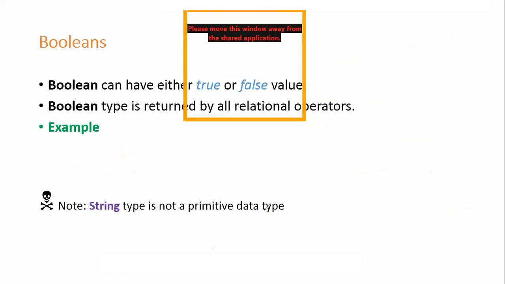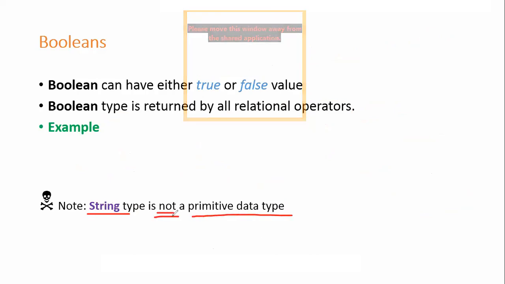Next important thing, string type. String is not a primitive data type. You should be very careful. String is an inbuilt class in Java. In other words, string is a predefined class in Java. As you see, S is written in uppercase, as I discussed several times. Anything in uppercase we call a class name.